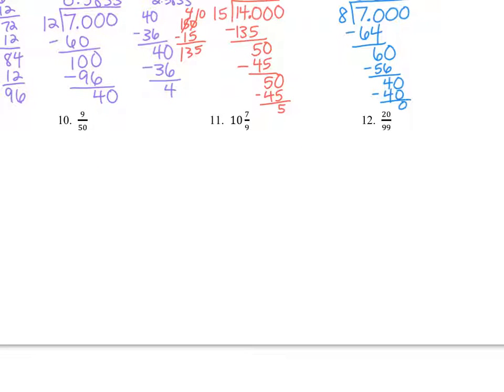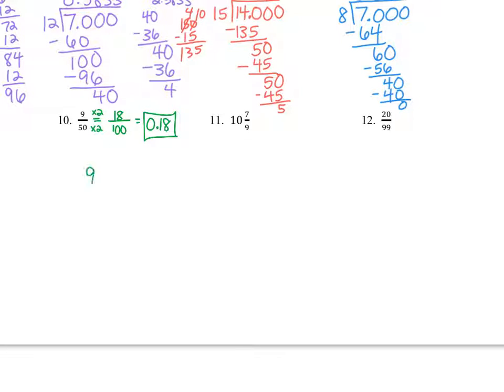Number 10, 9/50. This one is going to be nice to us because 50 is a factor of 100. So I can get that to be 100 really easily. Multiply by 2 to both the numerator and the denominator to get an equivalent fraction. So 50 times 2 gives us 100, and 9 times 2 gives us 18. So 18 hundredths is our answer, and just write that as a decimal, 0.18.